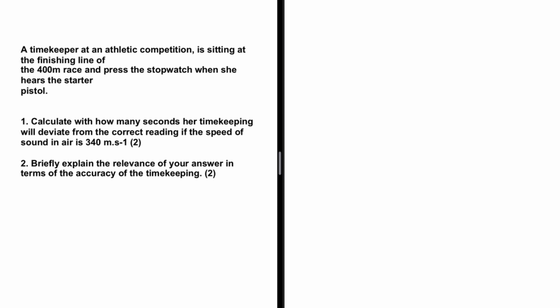We have a 400-meter race. Let's take this point as our starting point and here as our finishing point. So this is 400 meters. Let's read through the question statement again and make sense of the situation we have. So a timekeeper is sitting at the finishing line of the 400-meter race. So if the race is starting here, this is where the timekeeper is, at the finishing line. Okay, she presses the stopwatch when she hears the starter pistol.